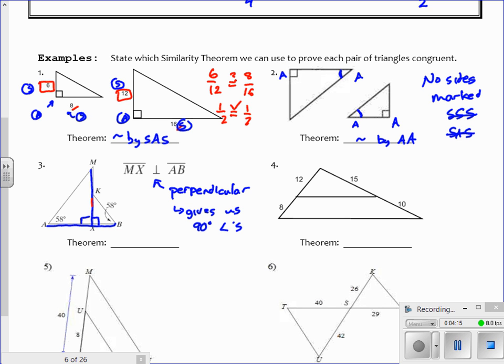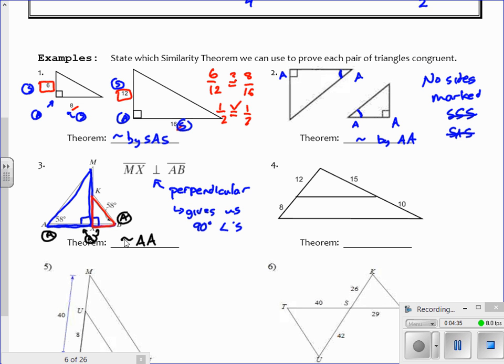And so if we look at the two triangles, they both have a 90, right? So there's the red triangle. If we take a look at the blue triangle, they both have a 90. There's one angle, and they both have a 58. We have no sides marked, so these are similar by angle, angle.